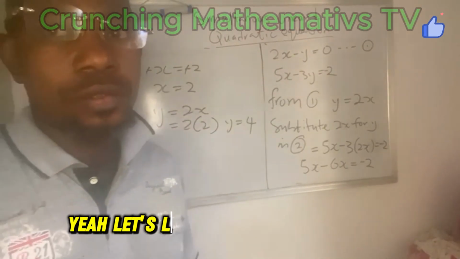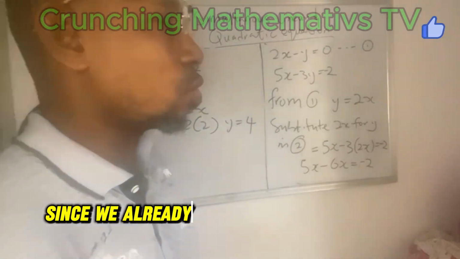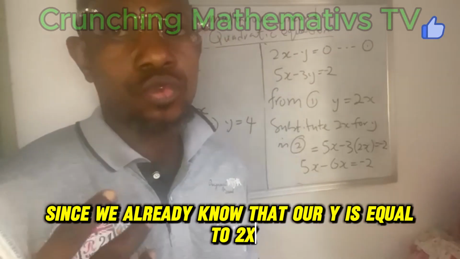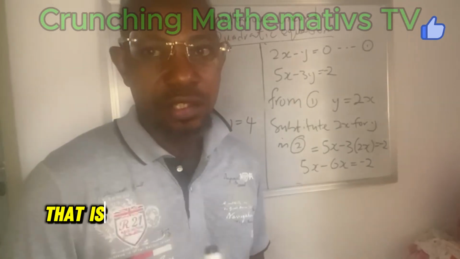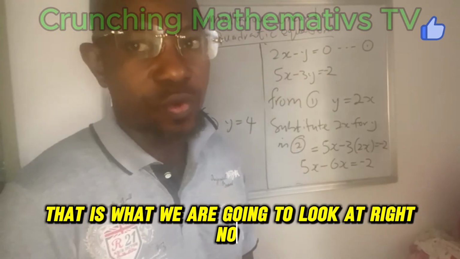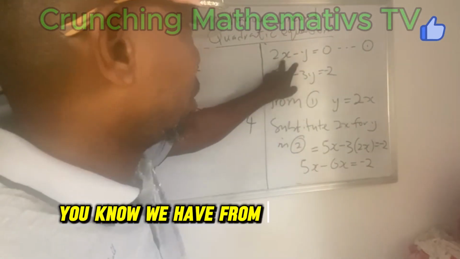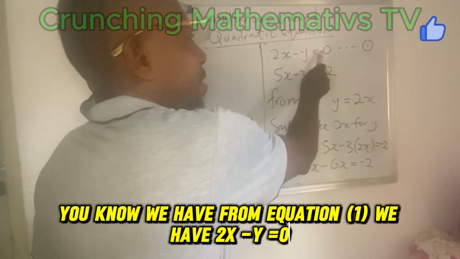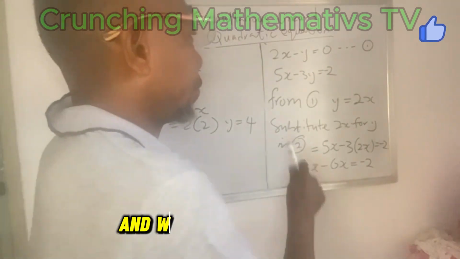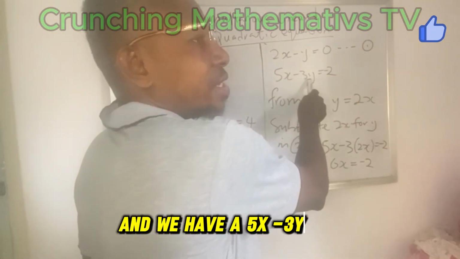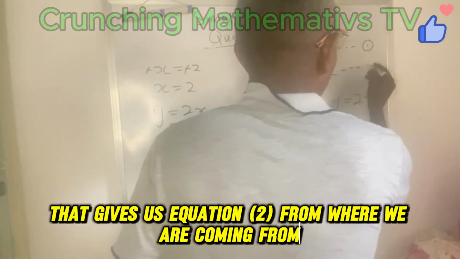Yeah, let's look how we can get our x. Since we already know that our y is equal to 2x, how do we get x and y independently? That is what we are going to look at right now. So you look at this. Now you know we have from equation 1, 2x minus y is equal to 0. That gives us equation 1. And we have 5x minus 3y is equal to minus 2. That gives us equation 2 from where we are coming from.